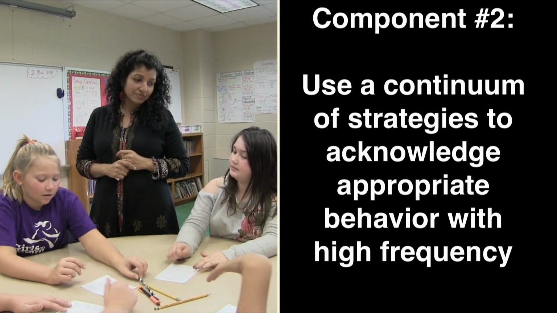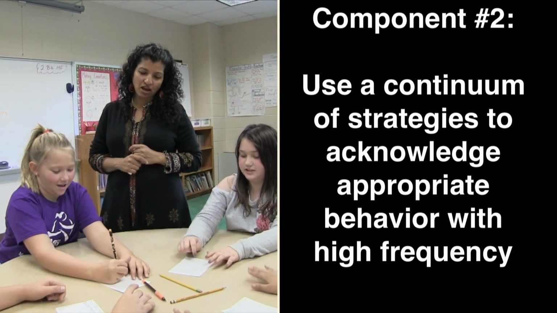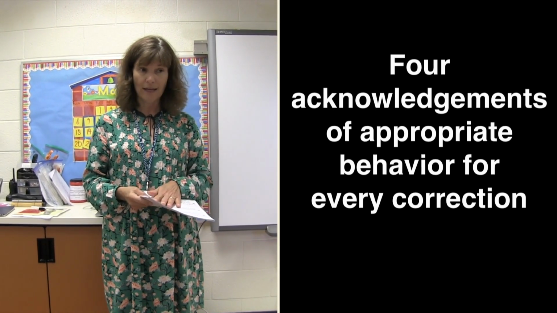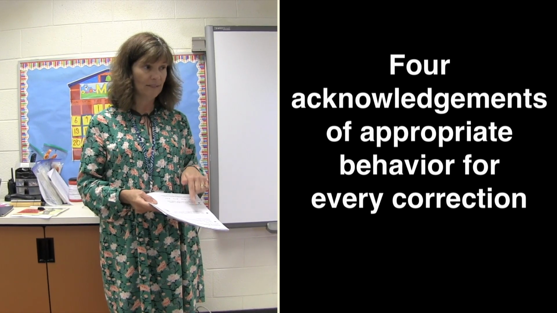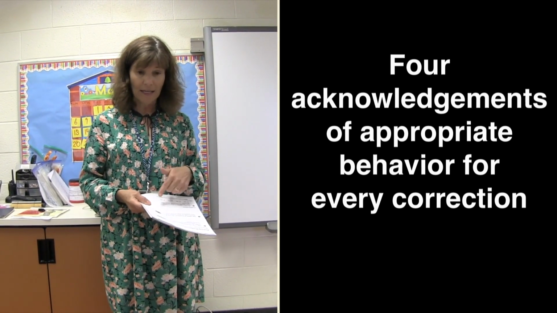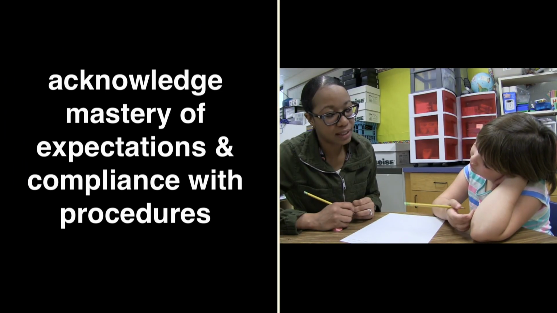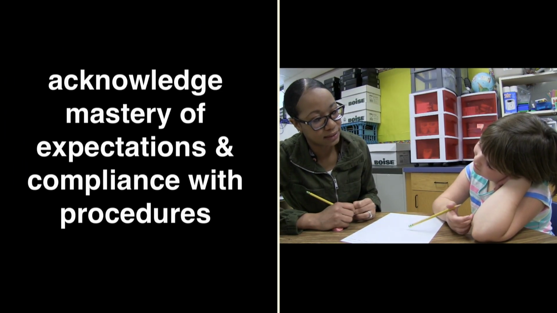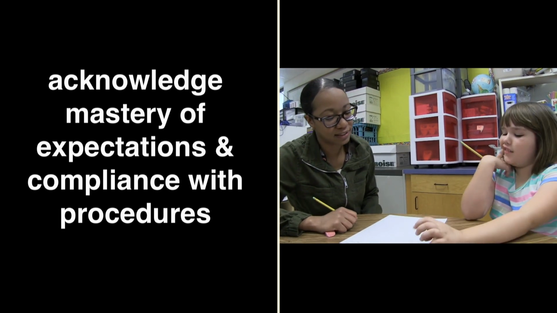Component 2. Use a continuum of strategies to acknowledge appropriate behavior with high frequency. The conventional recommended ratio found in the professional literature is for every corrective statement a teacher makes, educators should look for at least 4 opportunities to acknowledge appropriate behavior. The goal is to acknowledge student mastery of social behavioral expectations and compliance with procedures, not point out frequent errors.